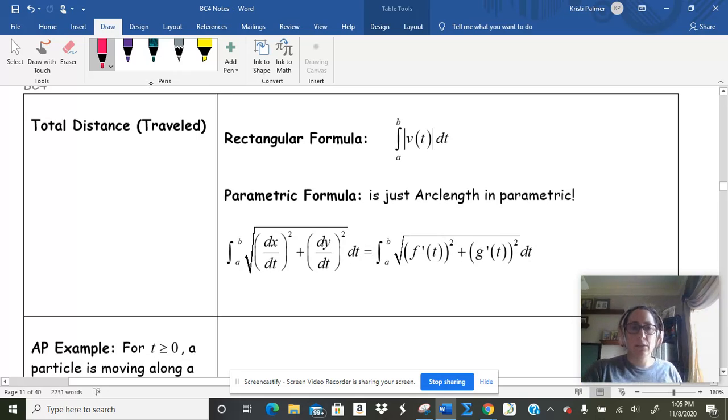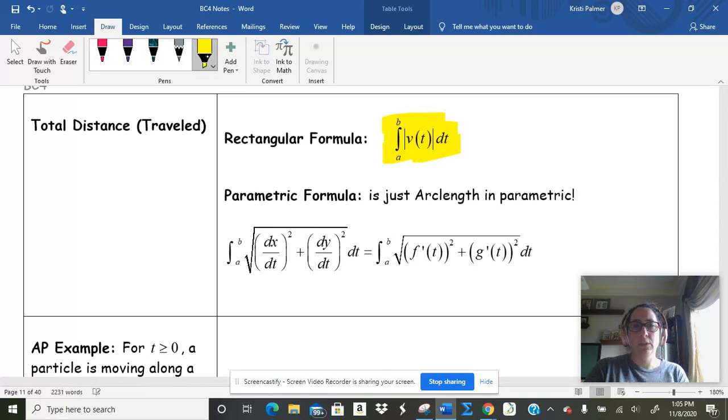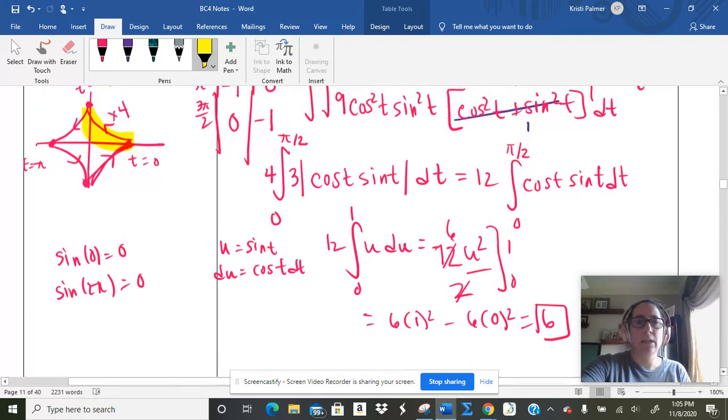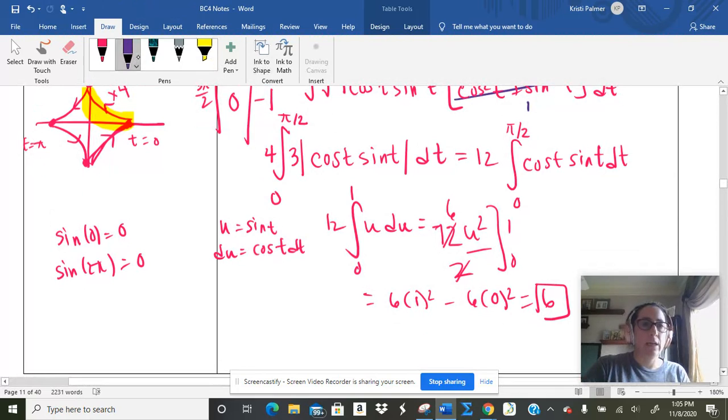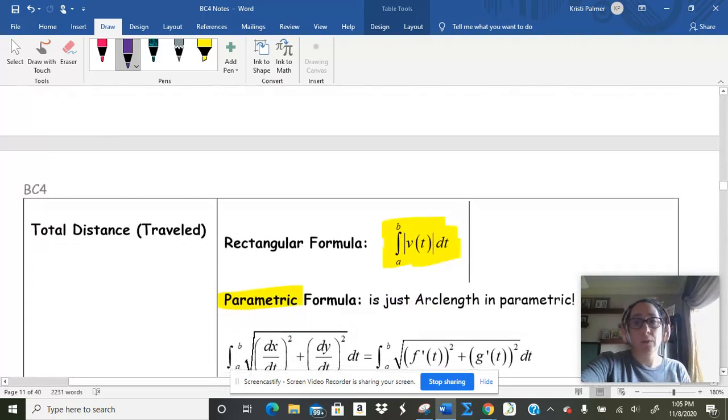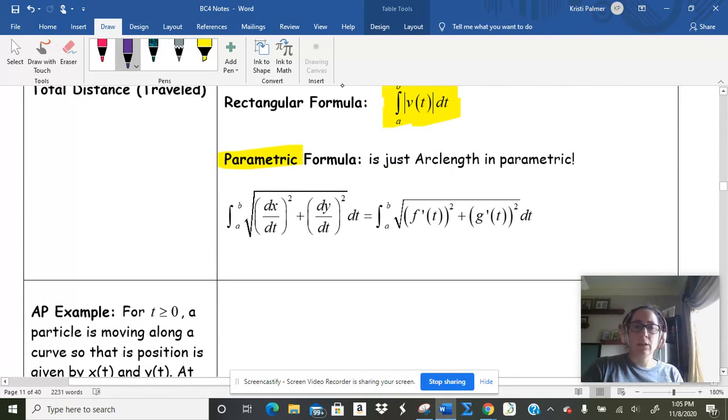So total distance, when I've asked for total distance traveled, back in the rectangular form, we knew that this was total distance. But now whenever we're in parametric and it's talking about like the total distance traveled, a lot of time it's saying something like this, where it's like, hey, a particle is moving along this asteroid. You know, what was the total distance it traveled? And so we would have said 6 units of whatever. So the arc length formula is the total distance traveled.